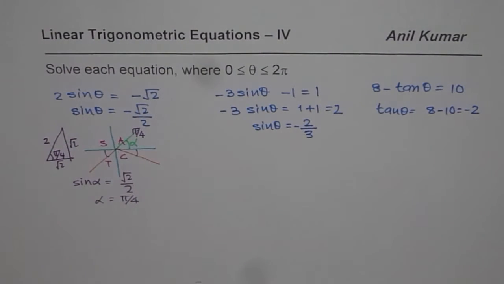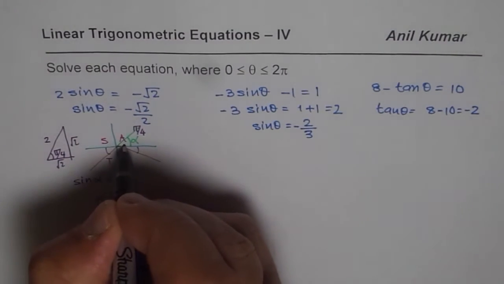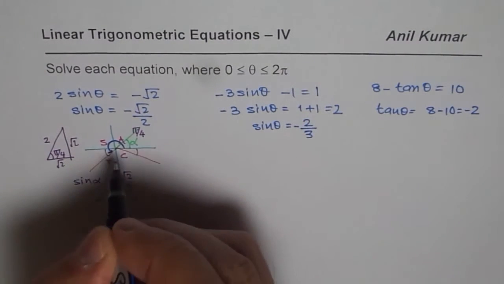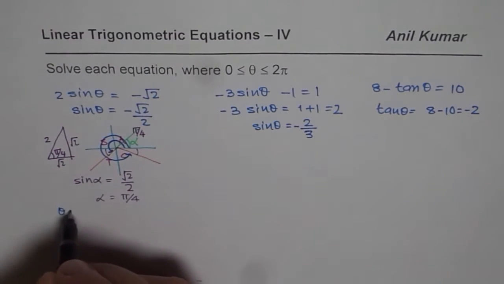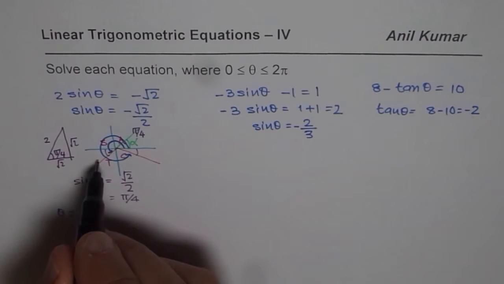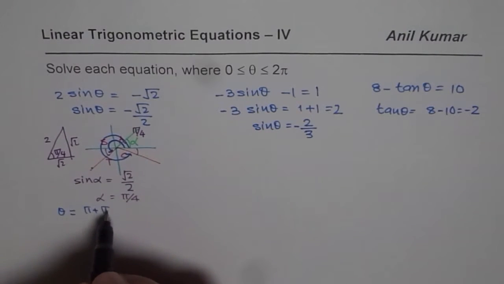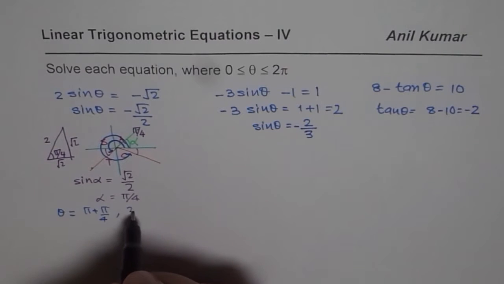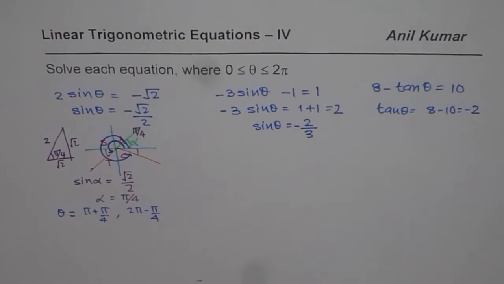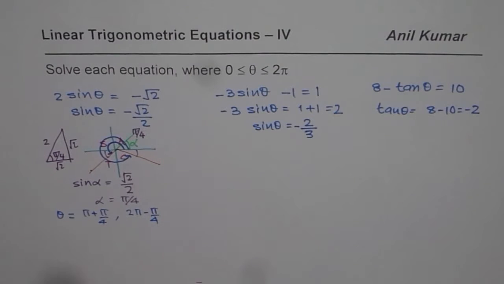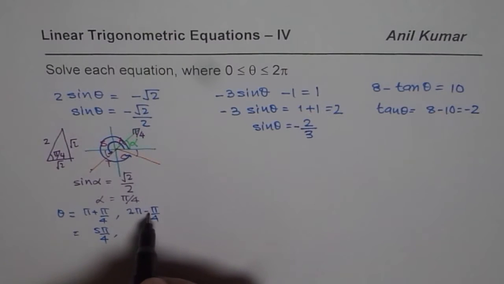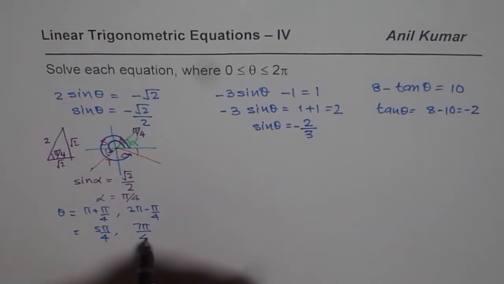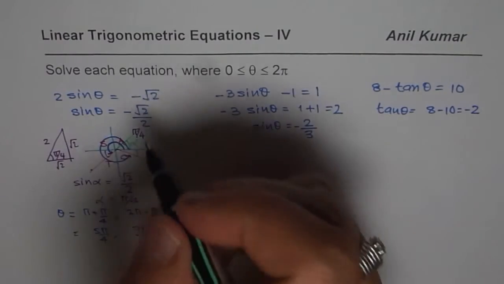The real answer which you have to report is the principal angle counterclockwise from the x-axis, which is this, right? So these are the two solutions. We say theta is equal to pi plus pi by 4, and the other angle is 2 pi minus pi by 4. You get the idea, right? So these are the two solutions. The first one you can calculate as 5 pi by 4, and this one is 8 minus 1, which is 7 pi by 4. So that is how you should be solving the first equation.